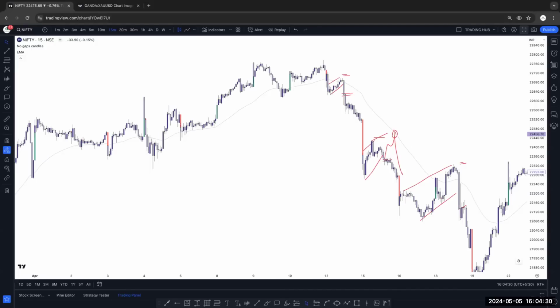How to take confirmation in a flag pattern? I have already made a video on it, so simply you can watch Part 6 I uploaded on Discord for the Discord members.